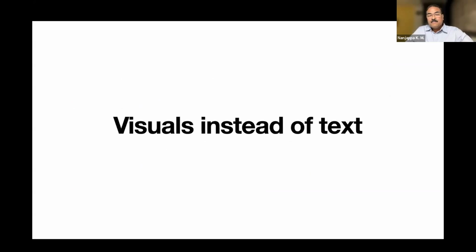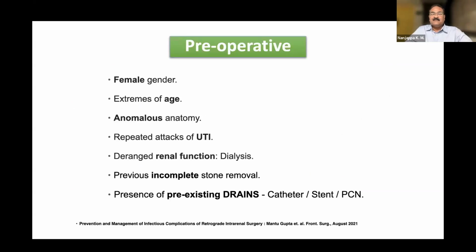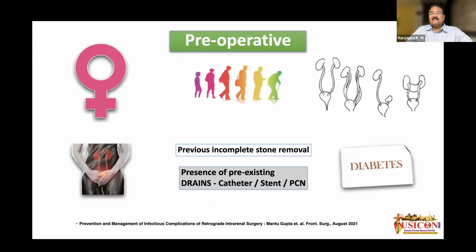Now, once you have your text inside and have formatted it well, try to change a few of the text items to visuals. That becomes better. If I take this slide as an example: what are the preoperative causes for high chances of sepsis in flexible ureteroscopy? It can be female gender, extremes of age, anomalous anatomy, repeated attacks of UTI, deranged renal function, incomplete stone removal, or pre-existing drains. If this could be put in like this, and a few of the text items changed into visuals, the whole way it is conveyed to the crowd changes.